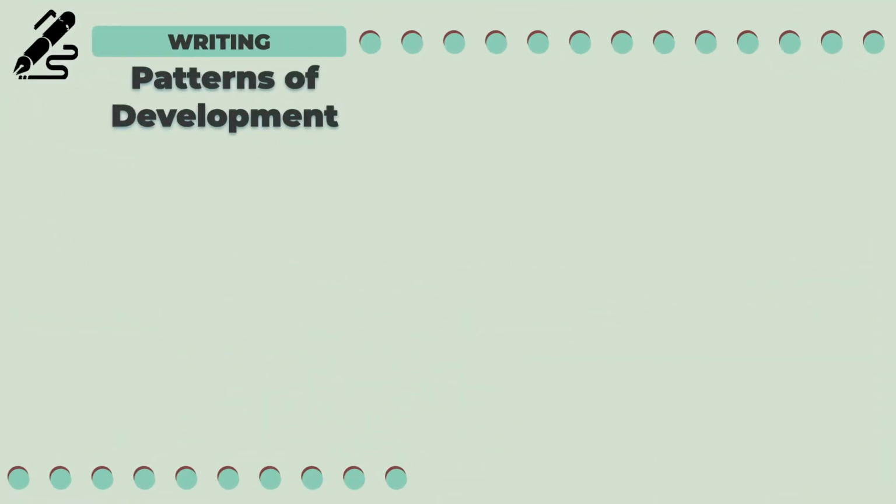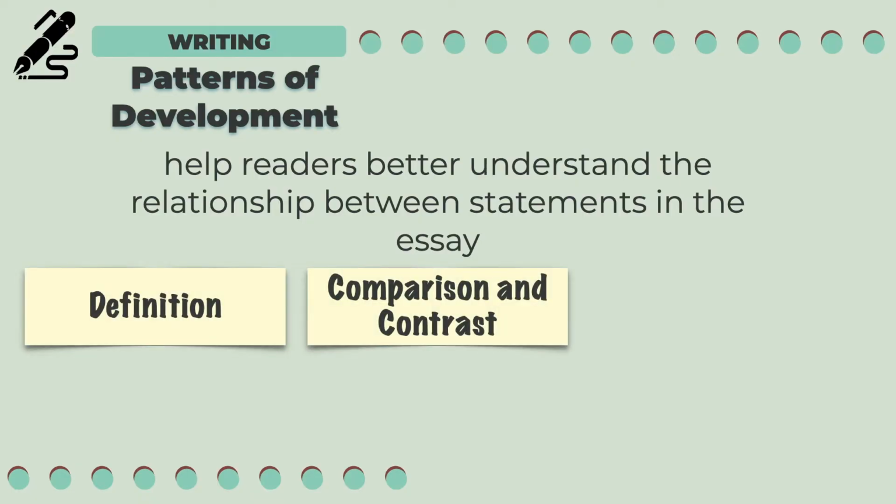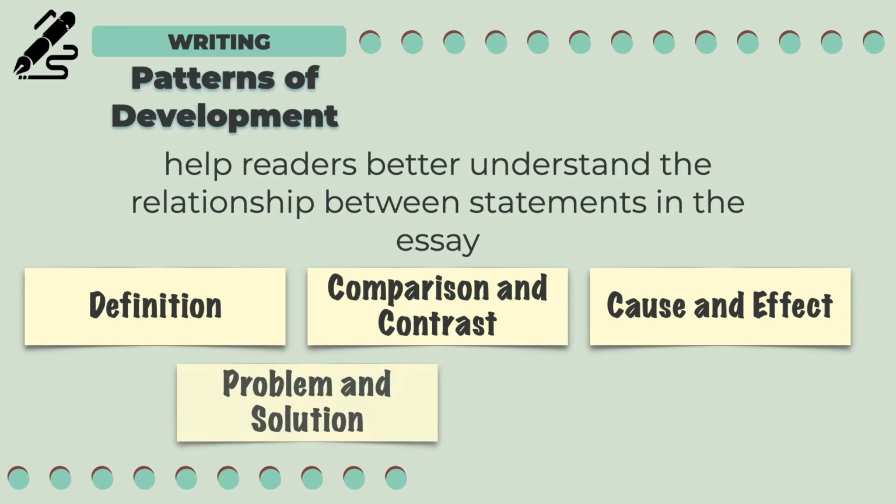In writing an expository essay, you may organize information by using one or several patterns of development. These patterns help readers better understand the relationship between statements in the essay. The different patterns of development are definition, comparison and contrast, cause and effect, problem and solution, and sequence.